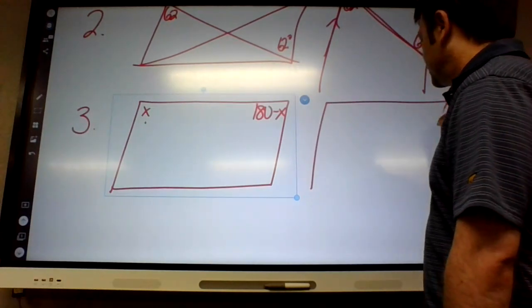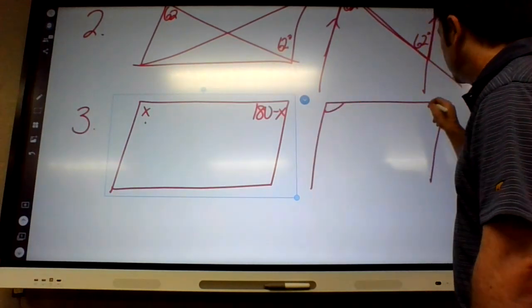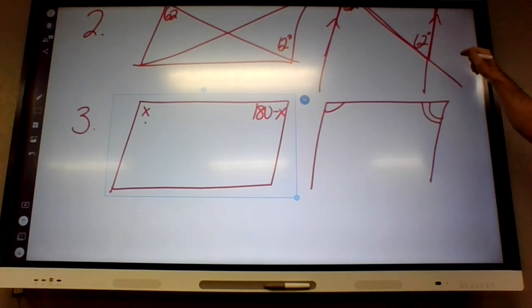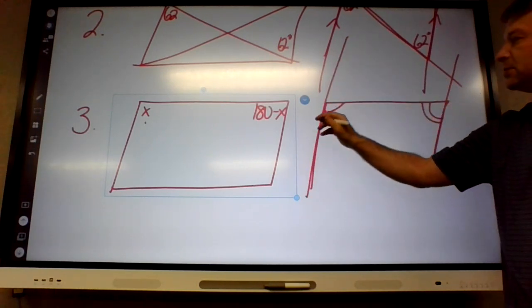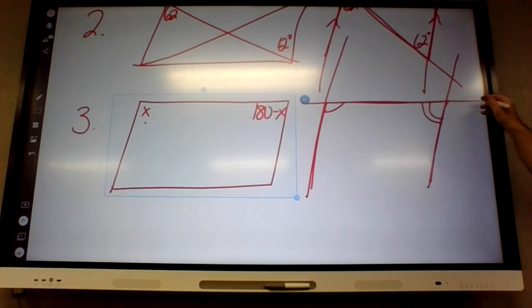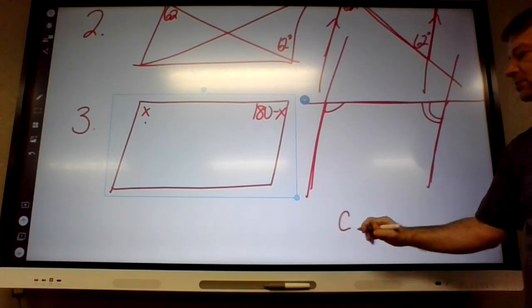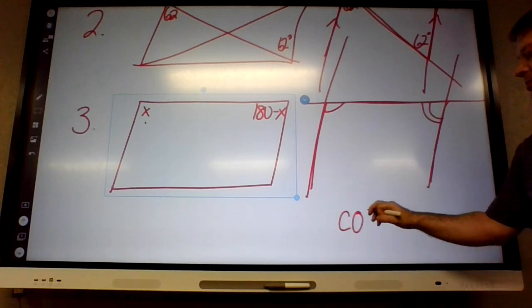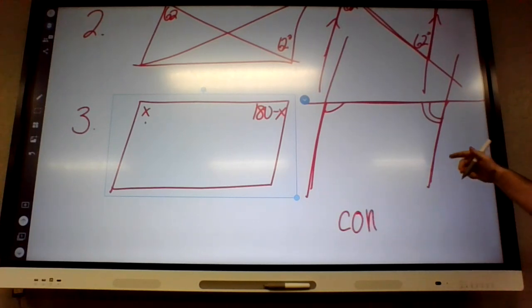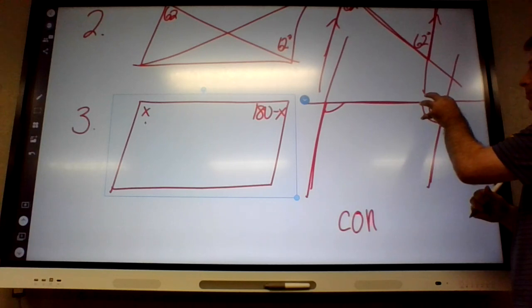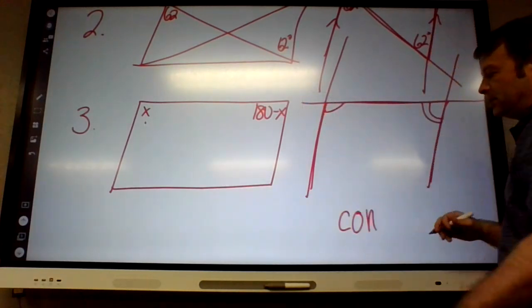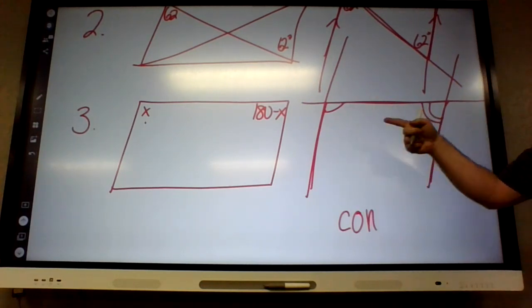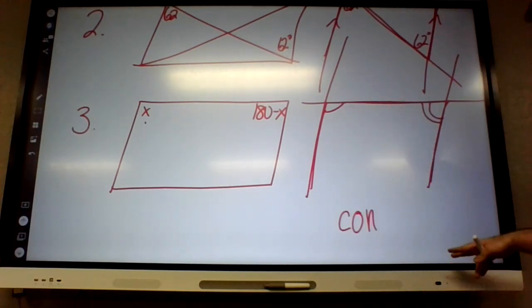What kind of angles are they? You guys see it? No, that's not what I'm going for. I don't know what it's called. Something supplementary. Corresponding? They're not corresponding. Corresponding means the same, like the twin. So this one would be consecutive interior. Consecutive just means in a row, like they're next to each other.